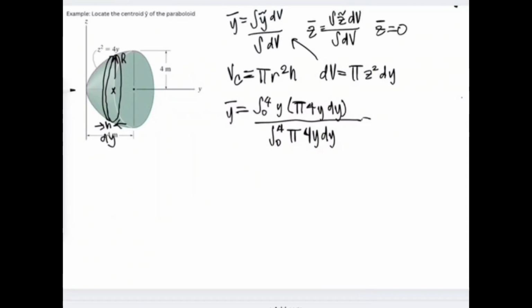Ayan. So pwede natin siya i-direct calculate, pero pwede rin muna tayong simplify muna natin to. Pwede pa ma-simplify ito, bali maging equals integration, bali pwede yan maging 4 pi y squared dy, all over integration of 0 to 4 of 4 pi y dy.